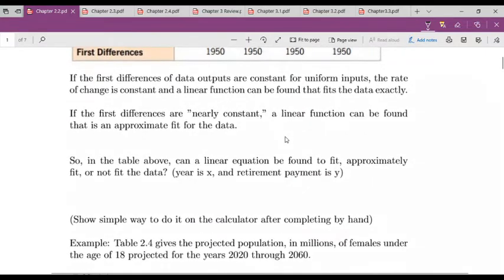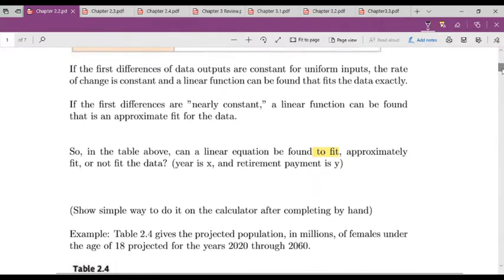So in the table above, can a linear equation be found to fit, approximately fit, or not fit the data? In the table above, right here, we can find one that actually fits it. So what you would need to do is either highlight or circle that. We can actually find one to fit perfectly. Okay, no need to approximate at all.